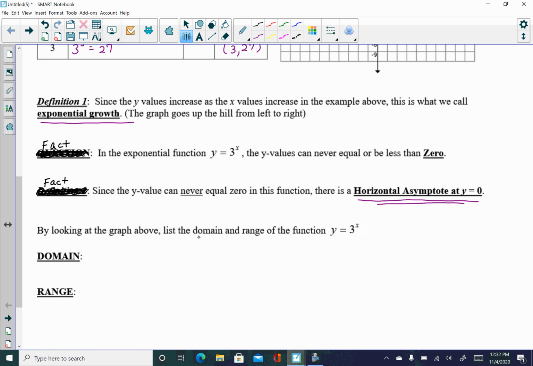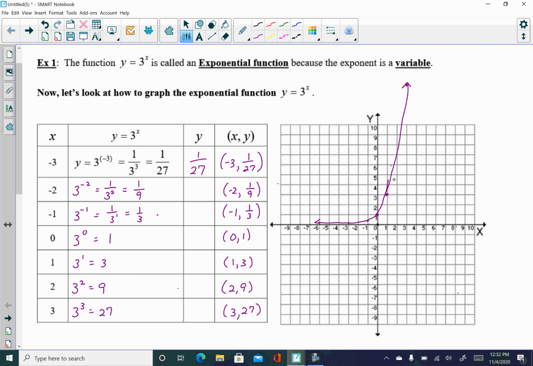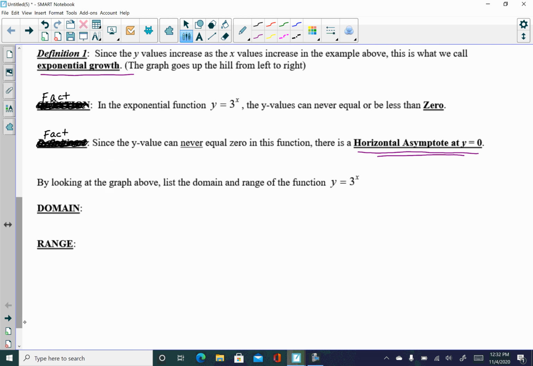By looking at the graph above, they want us to list the domain of y equals 3 to the x. So remember, domain are reading your x values from left to right. Range are reading your y values from bottom to top. So if I'm looking at this graph up here, this graph is going to the left forever, and it's going up and to the right forever. So hopefully you would agree then that my domain must be negative infinity to positive infinity.